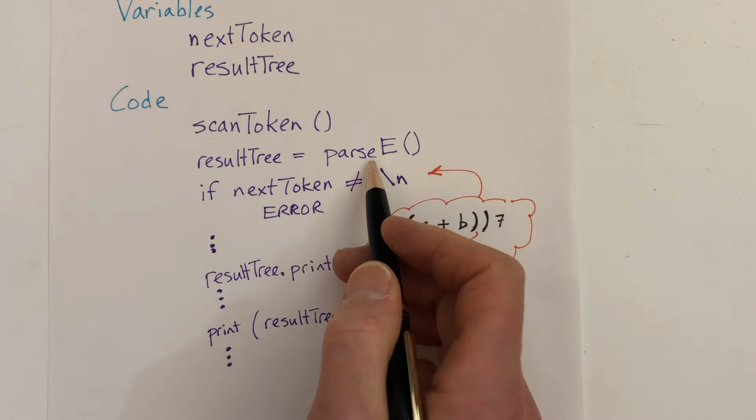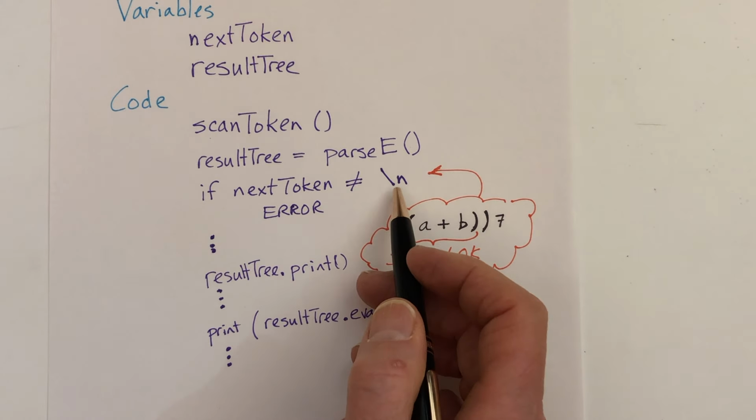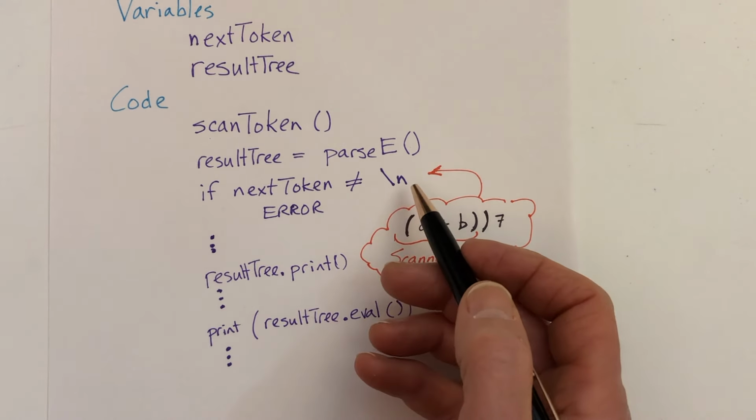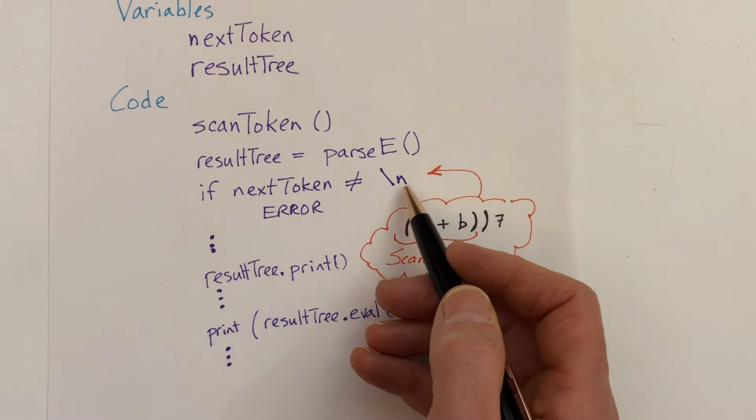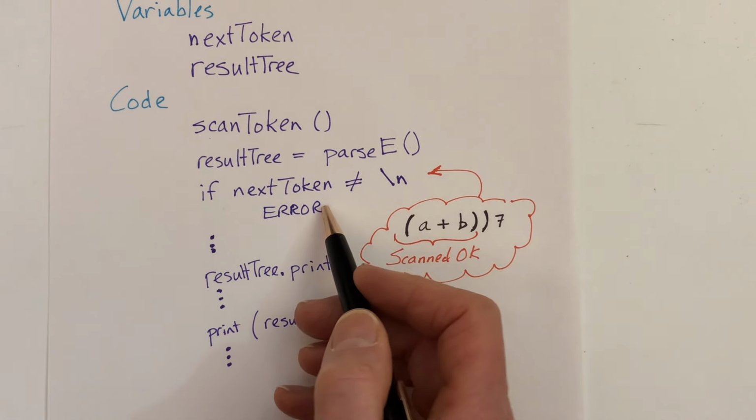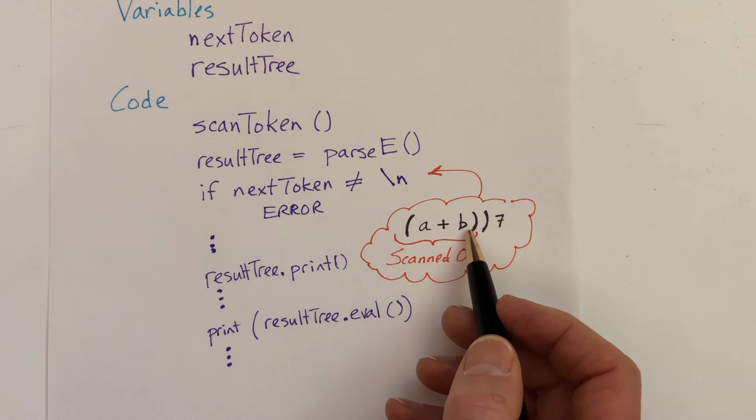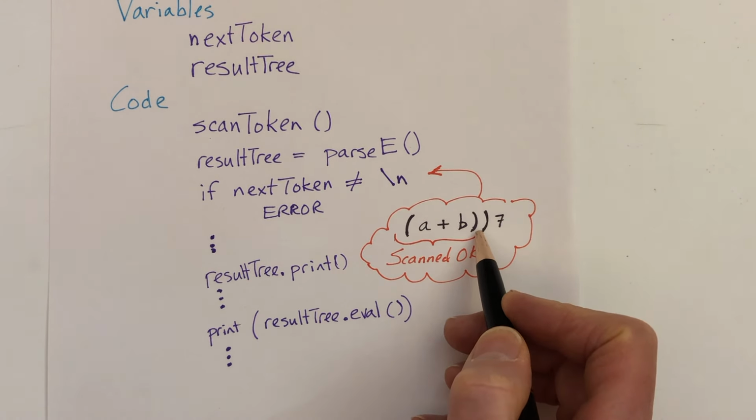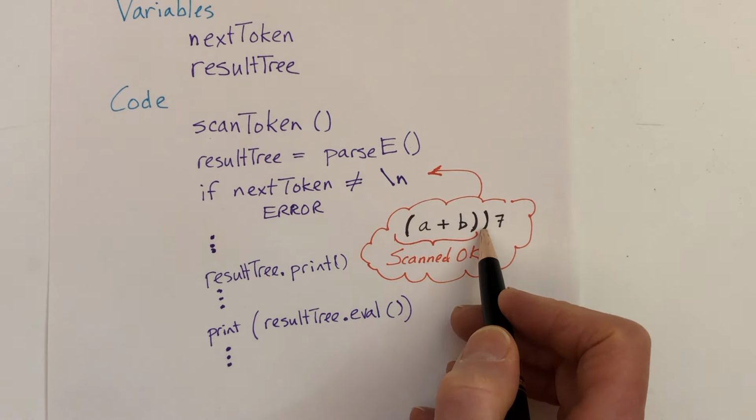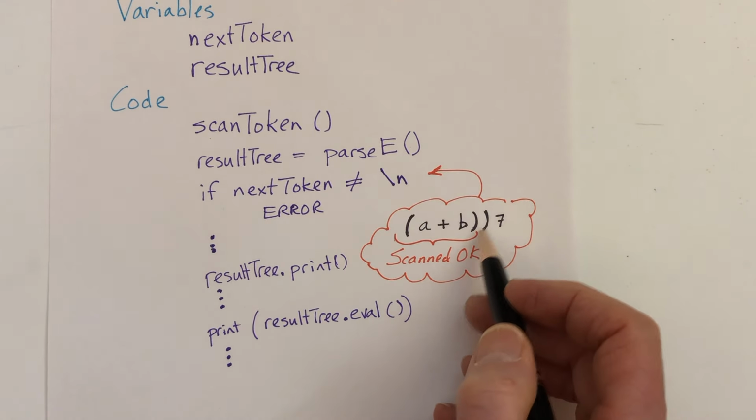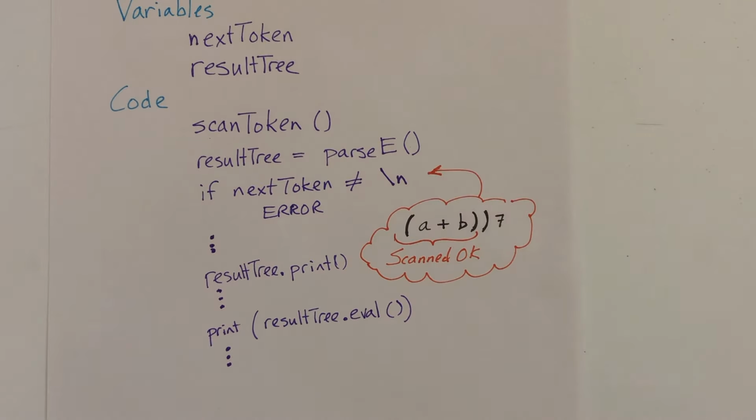After we parse the expression, we need to make sure that the next thing on the input is the newline or the end of file or the end of input. Otherwise it's an error, because we could have some kind of input like this. Here we can scan an expression properly, no problem there, but we need to make sure that the next thing is not anything else besides the end marker.